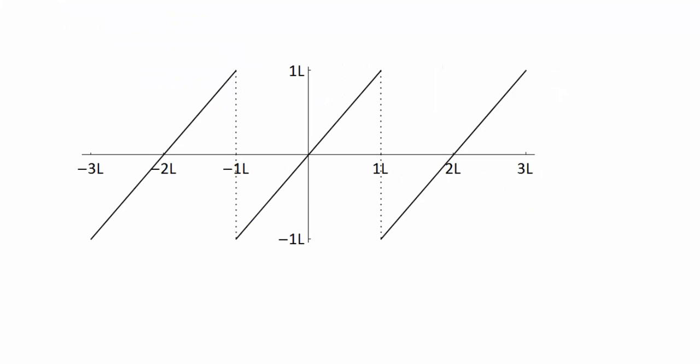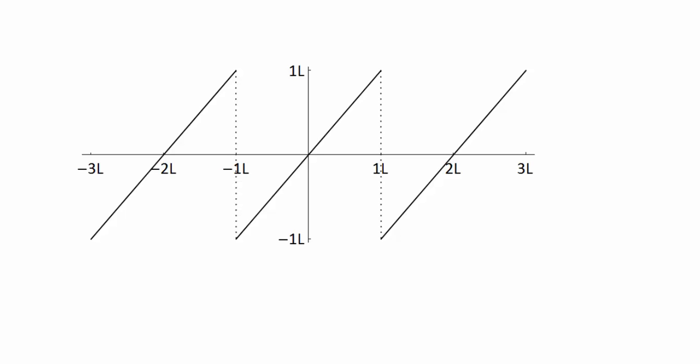A current like the one shown here can be applied to the magnetic coils controlling the movement to achieve the required behaviour. This function is called a sawtooth wave. It's the periodic extension of the function f of x equals x on the interval from -L to L.